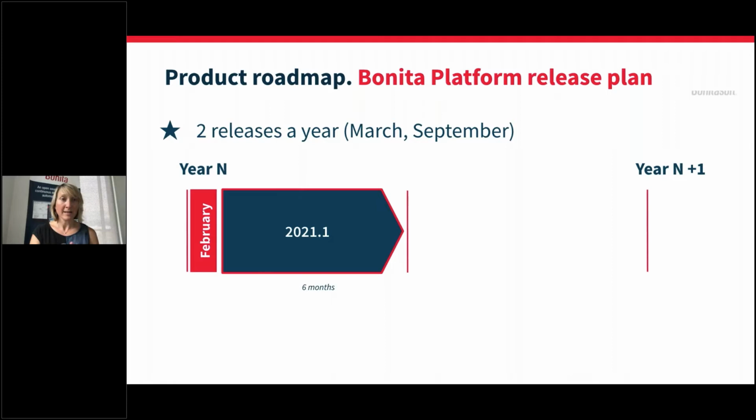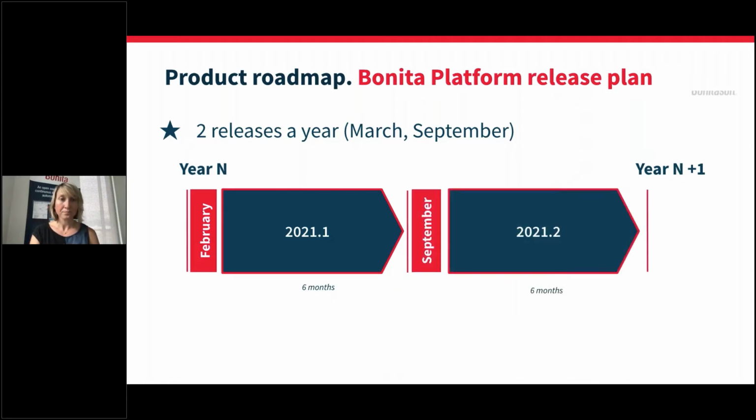So this year, in order to have a second release, we are going to change the release date from June to September, and you will have a 2021.2 release by the end of September. And next year, normally 2022.1 should be released in March.